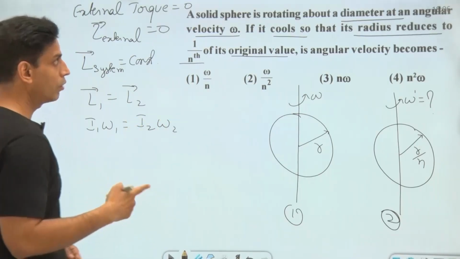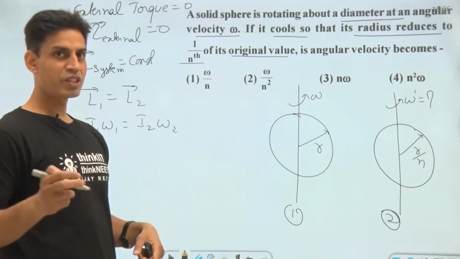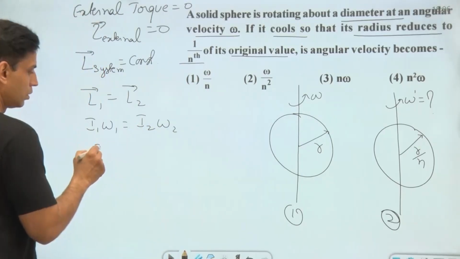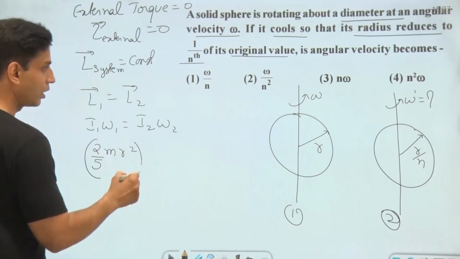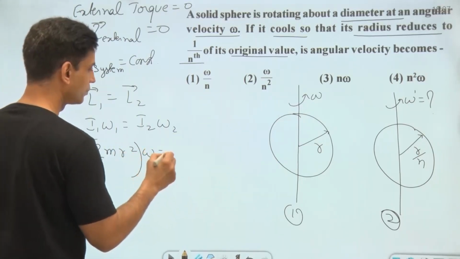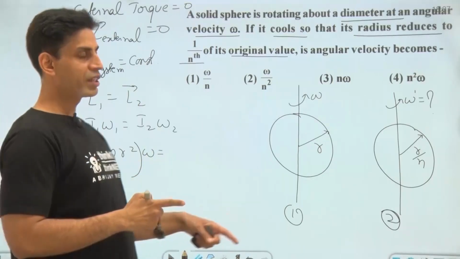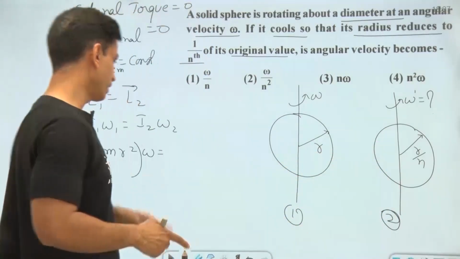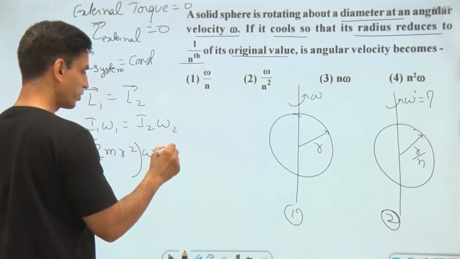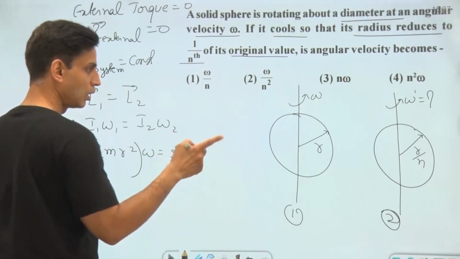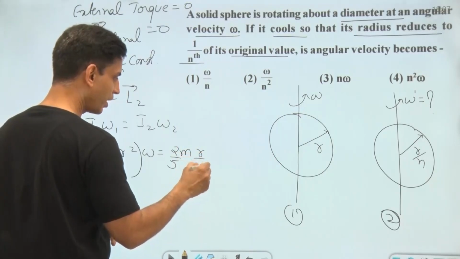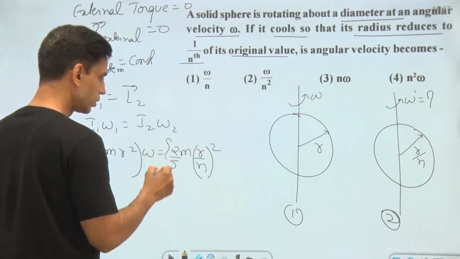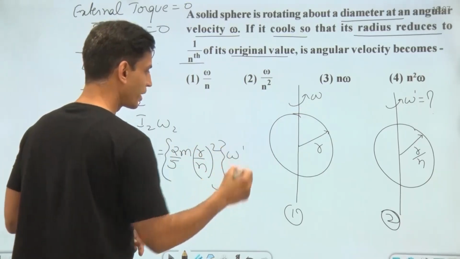Good. Now for solid sphere, moment of inertia is 2 by 5 m r square. So it is 2 by 5 m r square. Angular velocity is given as omega. Now radius becomes r by n. So moment of inertia is 2 by 5. Now in shrinking, mass remains same, so m, but r by n whole square into omega dash.